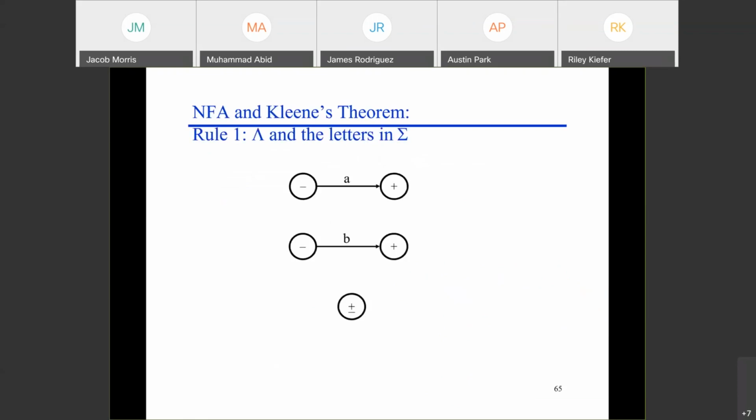So now, more information. NFA and Kleene's theorem. If you have an NFA and you want to apply Kleene's theorem on that, rule one: lambda and the letters in sigma. So now if you have a machine and you want to accept only one letter A on that machine and you want to draw an FA, do any of you think that this is a valid FA?